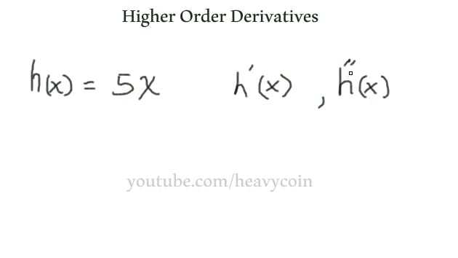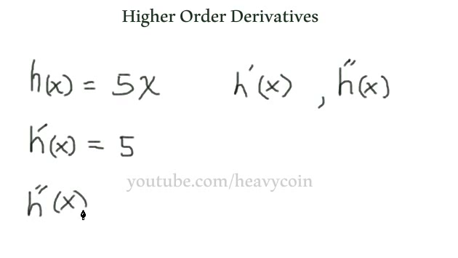So if we were asked to find h double prime of x, the first thing we're going to have to do is find h prime of x. Well, you should know that taking the derivative of 5x is just 5, right? And then h double prime of x is, you guessed it, we're going to take the derivative of the derivative, and that is just 0. Okay? So simple enough. Let's work another example.